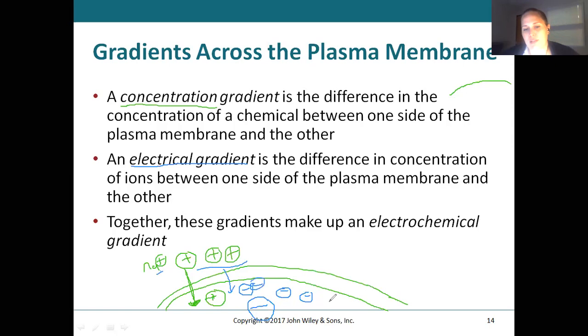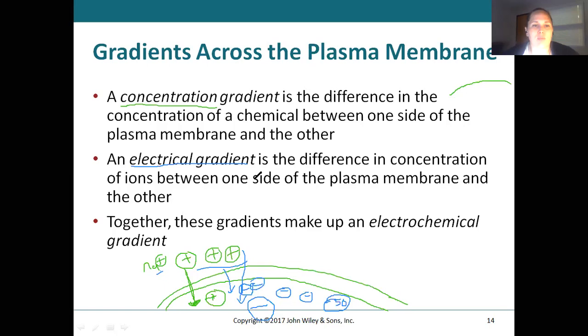So the negative inside of the cell, because of this, has an electrical gradient, and we'll talk about this when we talk about nerve cells. If you want to put a number to it, it can be -50 for some cells, and this negative number essentially attracts this positively charged sodium ion to the inside of the cell.